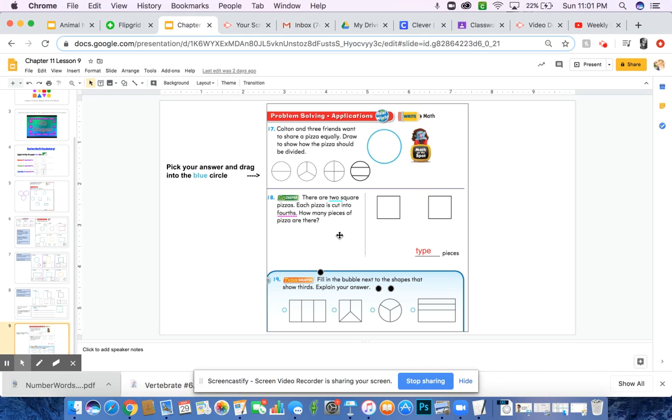For number 18, so there are 2 square pizzas. Each pizza is cut into fourths. How many pieces of pizza are there? I do have 2 squares here, so you're going to have to imagine that they are in fourths, both of them, and then try to figure out how many pieces of pizza that would be.